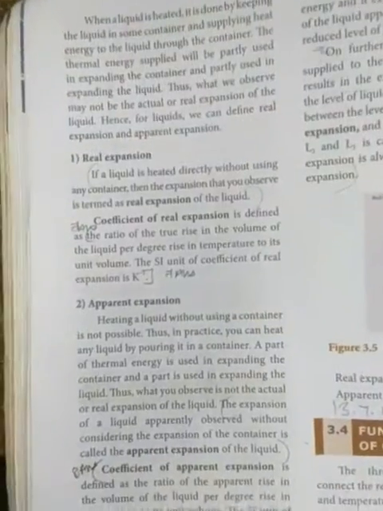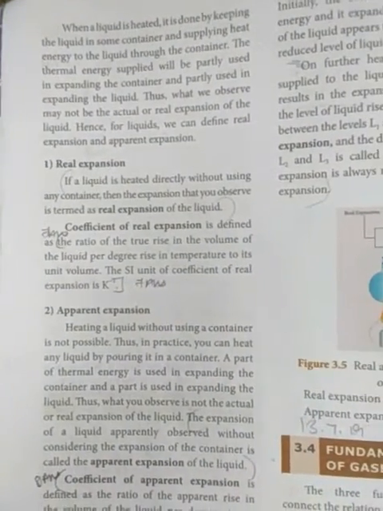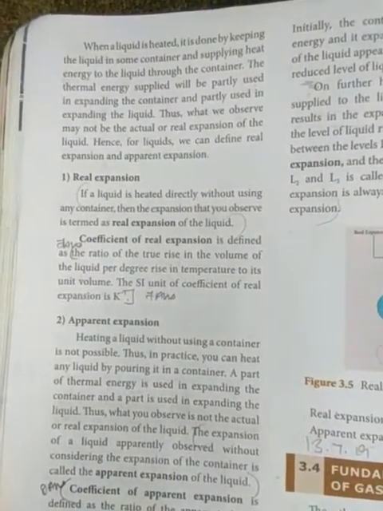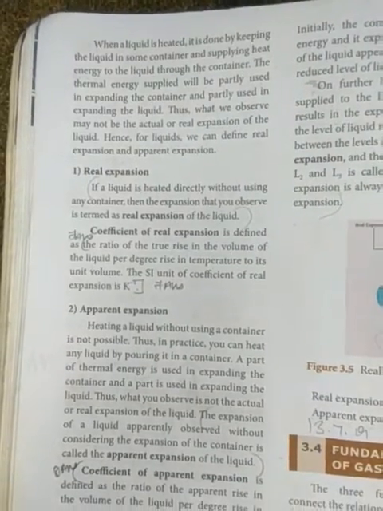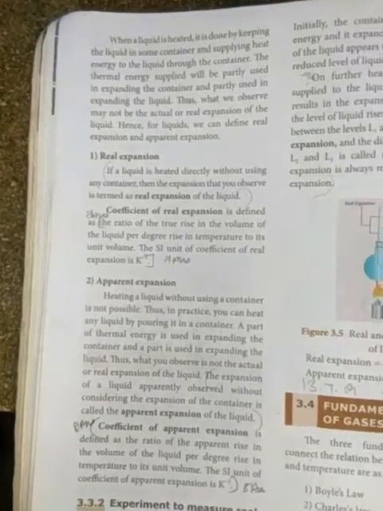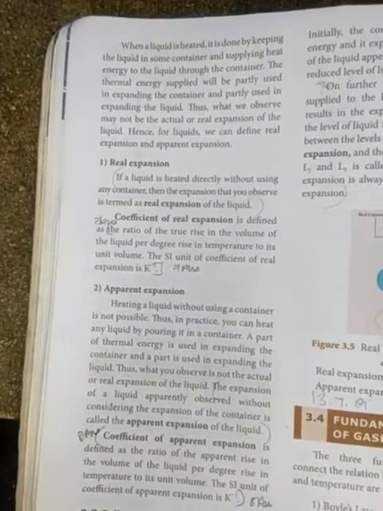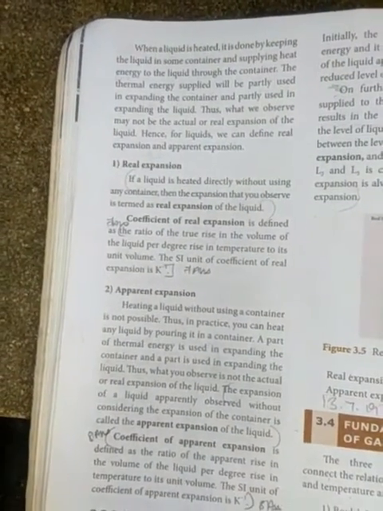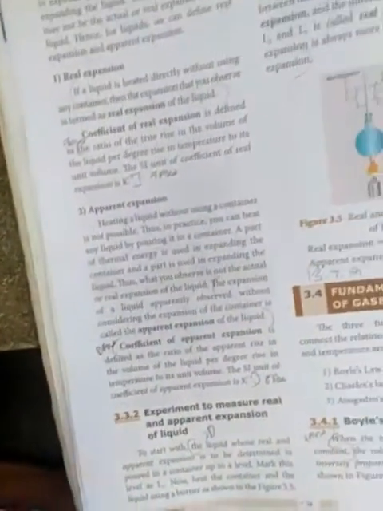Now you see that for real expansion, the coefficient of real expansion is defined as the ratio of the true rise in the volume of liquid per degree. Whenever you are heating, the temperature increases, and so does the volume per degree rise of temperature per unit volume. The SI unit of the coefficient of real expansion is 1 by Kelvin.